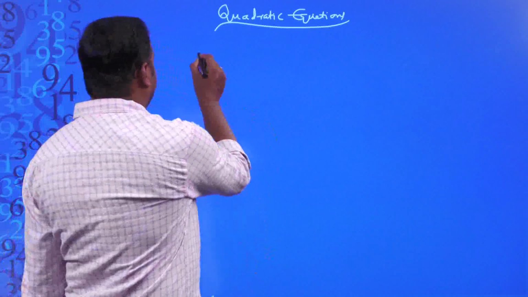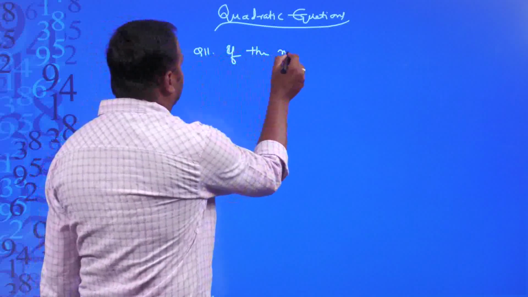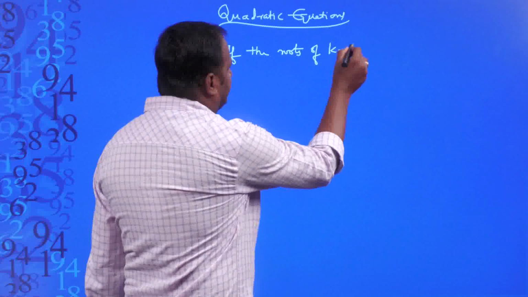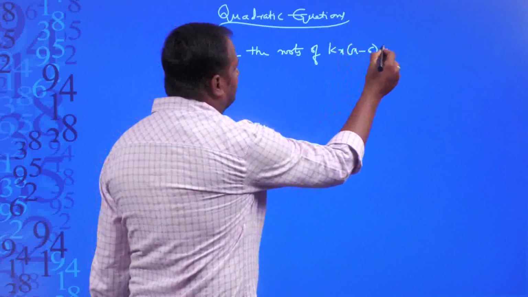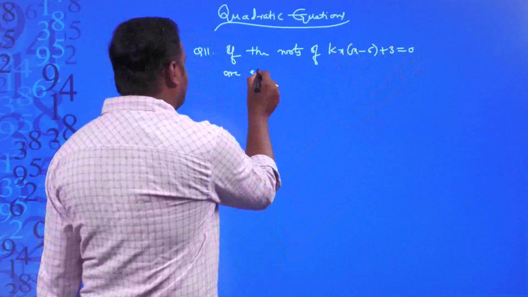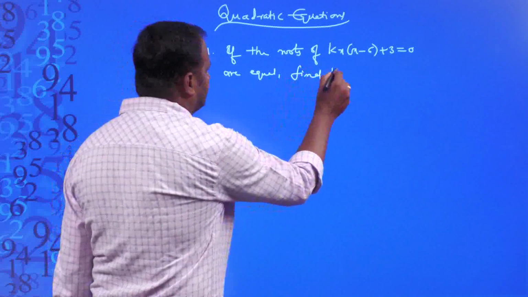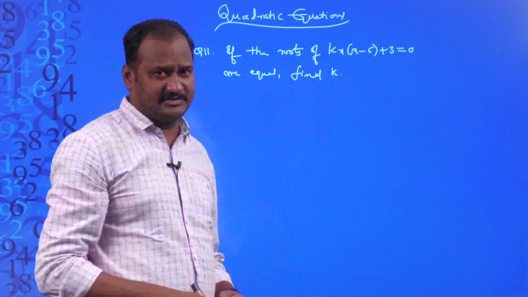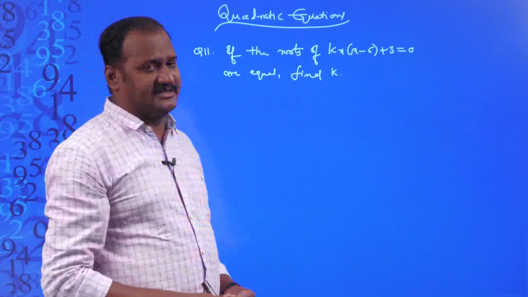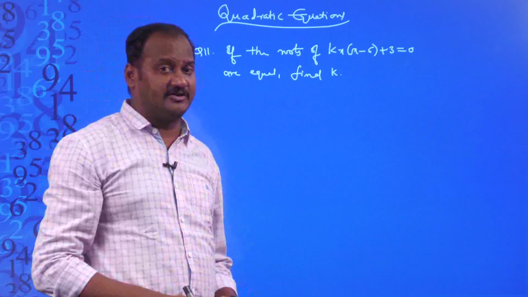The very first problem is: if the roots of kx into x minus 6 plus 3 is equal to 0 are equal, then find the possible value or values of k. This is the given problem. If you observe the problem, when are the roots said to be equal? Yes, when the discriminant is equal to 0.